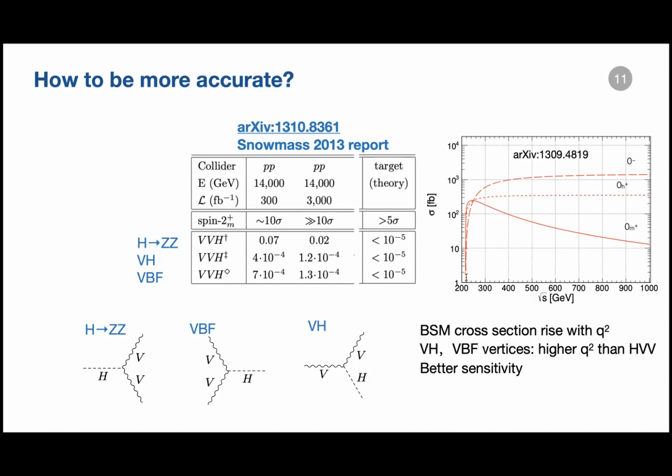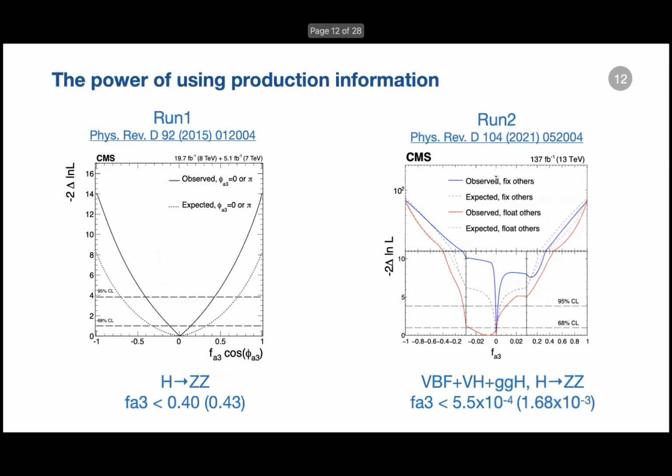So if you are searching for CP violation or CP mixture, you should go to higher Q squared, because there you have a more visible BSM contribution. And this is what VH and VBF do. They give you higher Q squared vertices. So you could naively expect that it can give you better sensitivity. And when people started to use this information in experiments, they indeed got a very enhanced sensitivity.